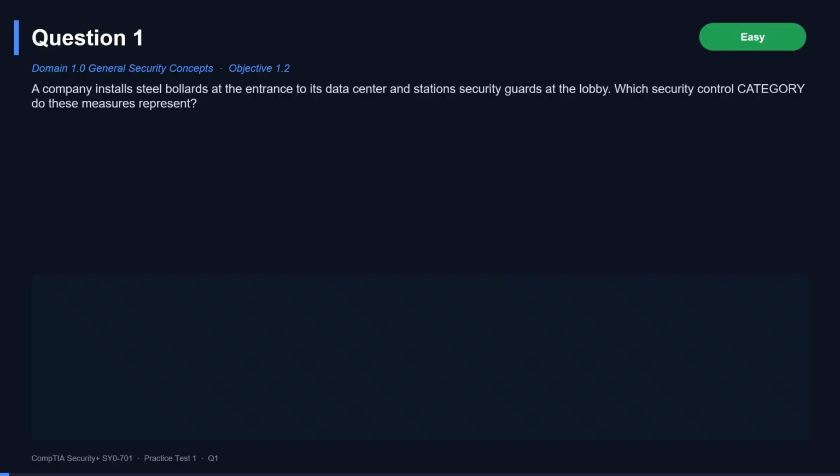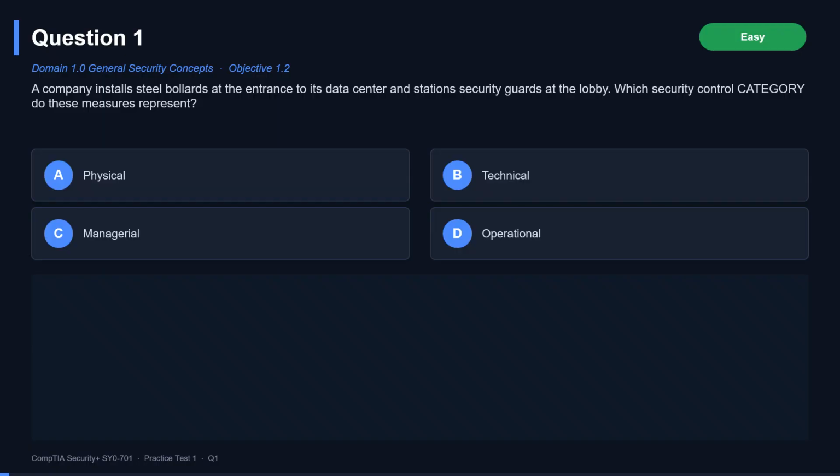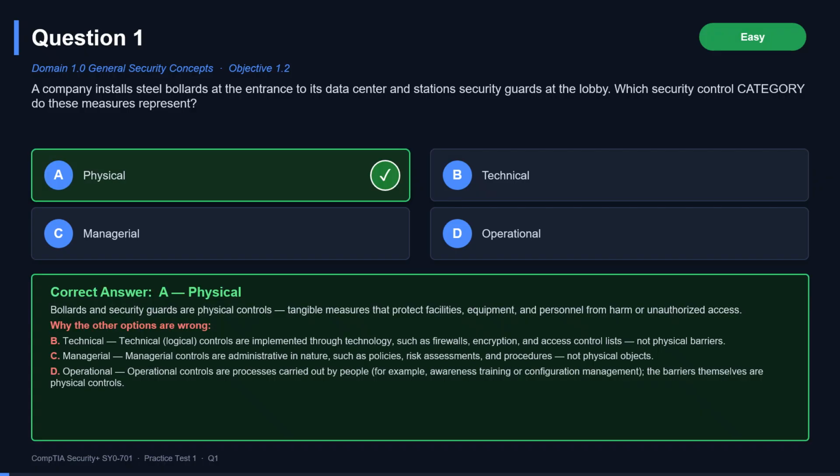A company installs steel bollards at the entrance to its data center and stations security guards at the lobby. Which security control category do these measures represent? The correct answer is A, physical. Bollards and security guards are physical controls, tangible measures that protect facilities, equipment, and personnel from harm or unauthorized access. Now, why the other options are wrong?